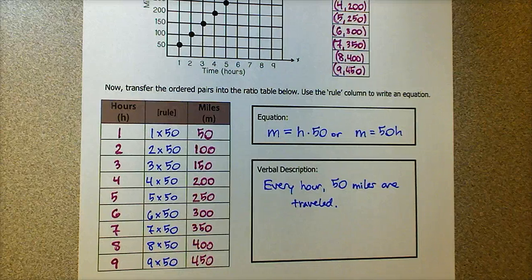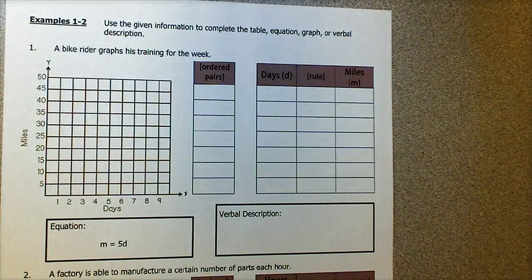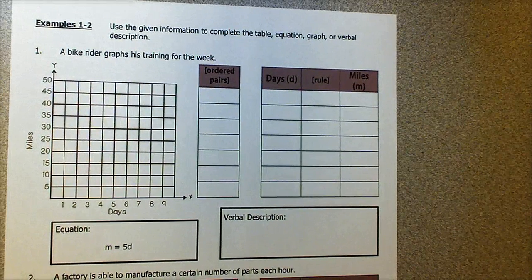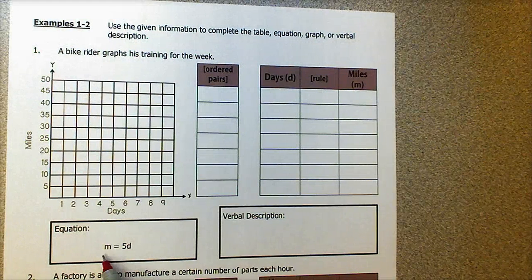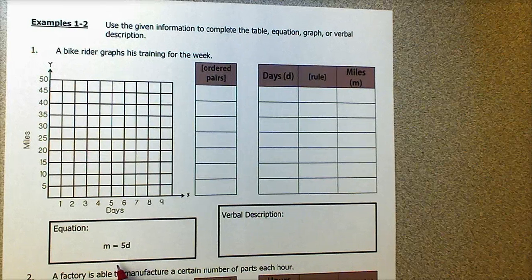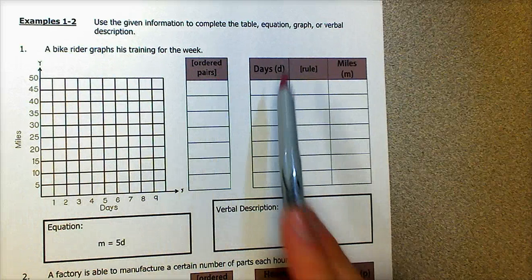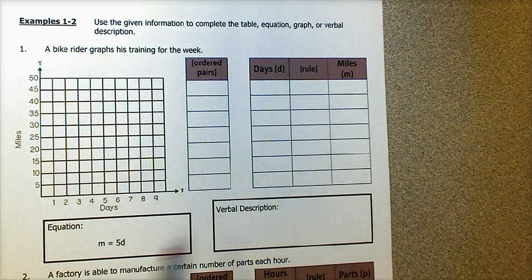Okay, now let's flip over to the back side and look at a couple more problems like this. For example 1, this time I haven't given you the graph. I've instead given you the equation, m equals 5 times d. And so our job now is to come up with the graph, the ordered pairs, the ratio table, and the verbal description based only on this equation.